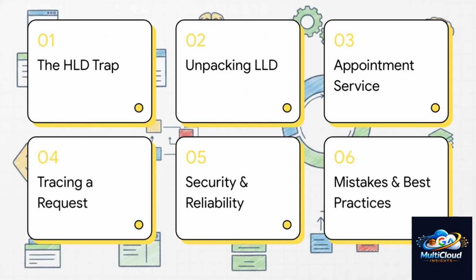To keep us from falling into that exact trap, here's our roadmap for today. We'll cover the high-level design trap, unpack low-level design, unbox the appointment service, trace a system request, dive into enterprise security and reliability, and then wrap it all up with some common mistakes and best practices.